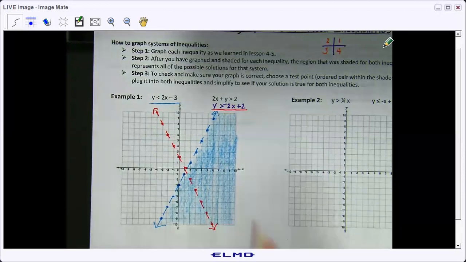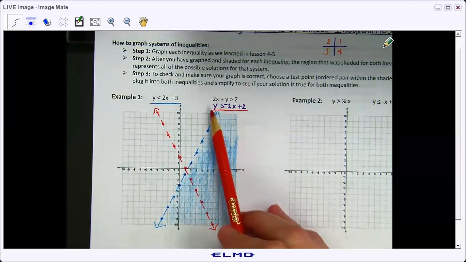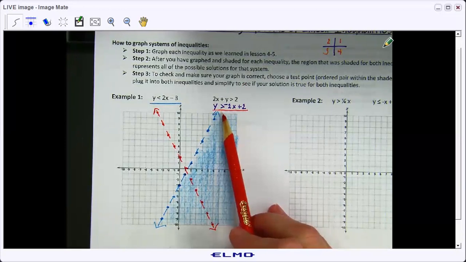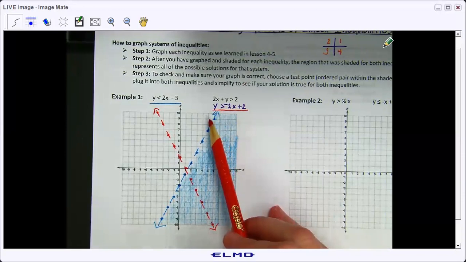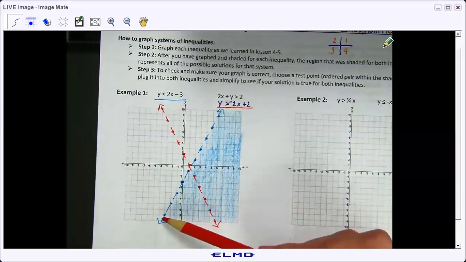So can somebody read this to me? Just what y and then the symbol means. Y is greater than. So greater means that we're going to go higher, because the higher we go, the higher the elevation, the more. What's another analogy? I just keep thinking of elevation. So we're going to shade above our line.